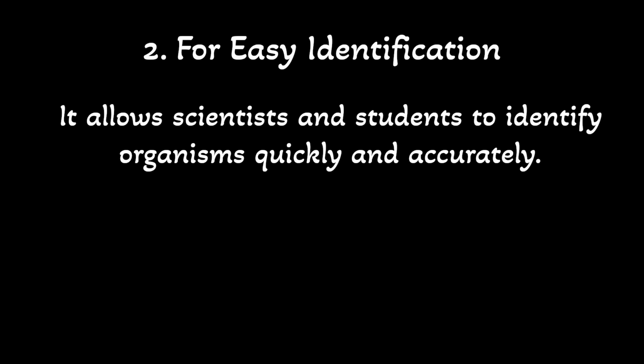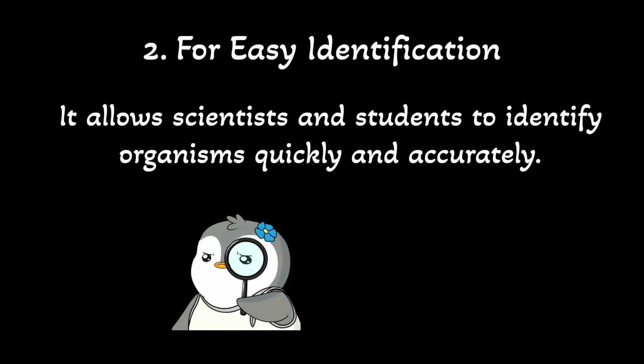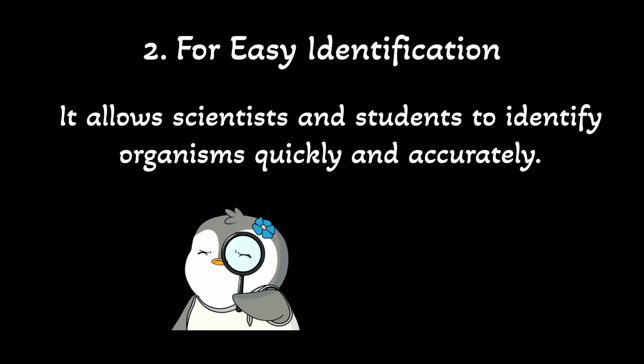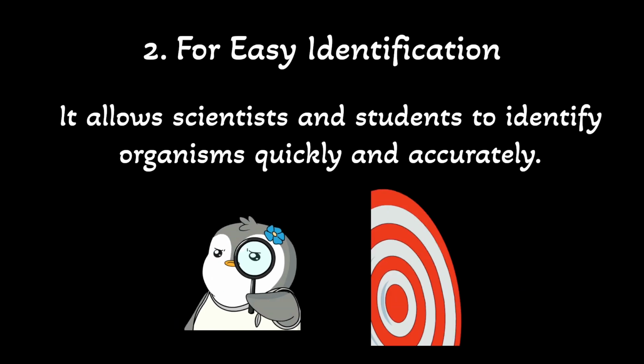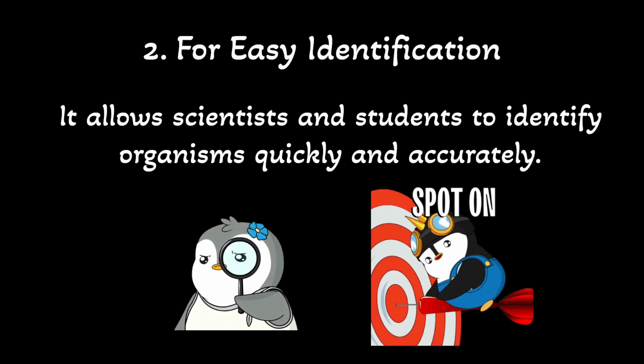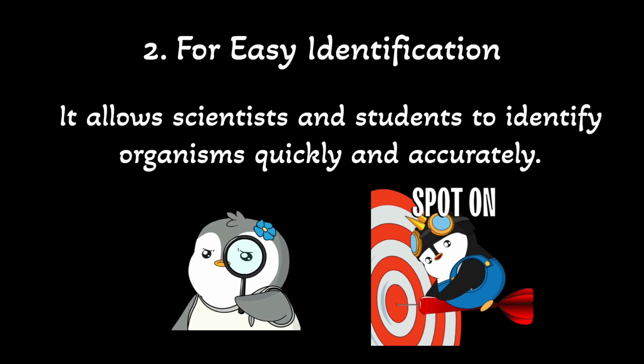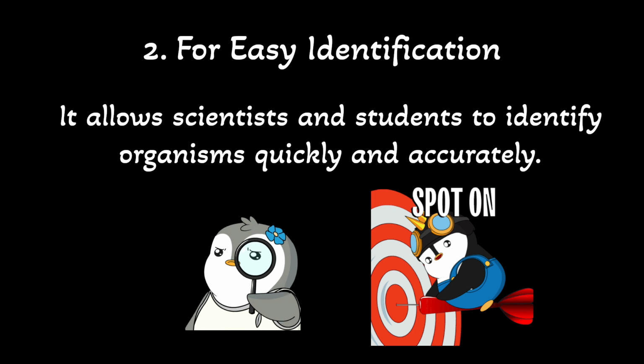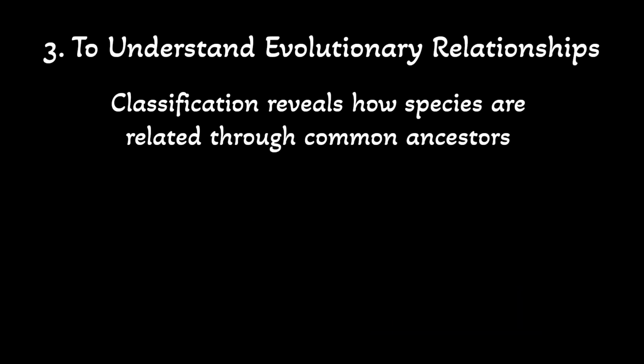The second reason is easy identification. If organisms are grouped in an organized manner, then it allows scientists and students to identify the organism quickly and accurately, leaving less chance or no chance of error. So the classification of organisms is a must.